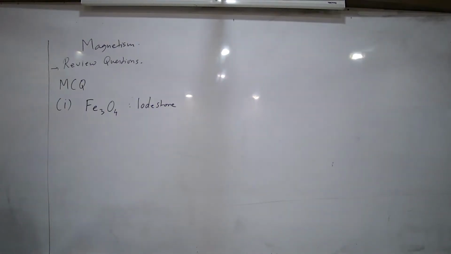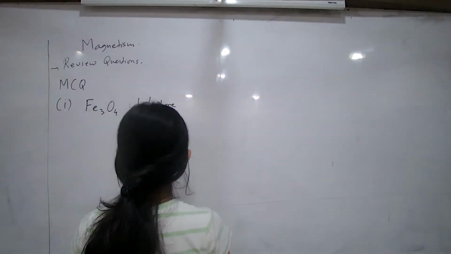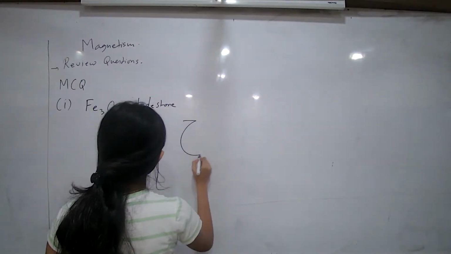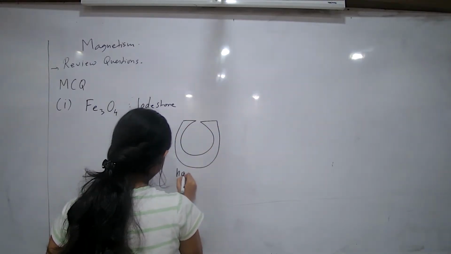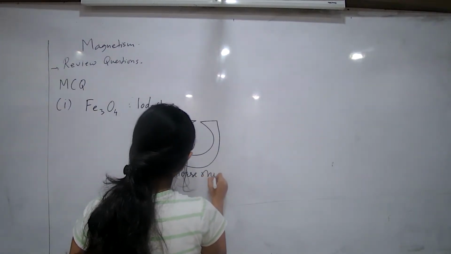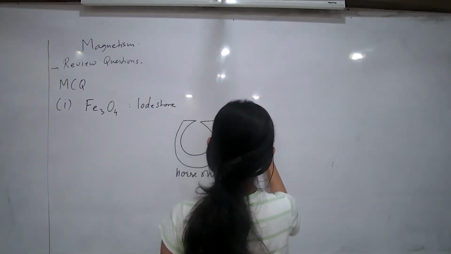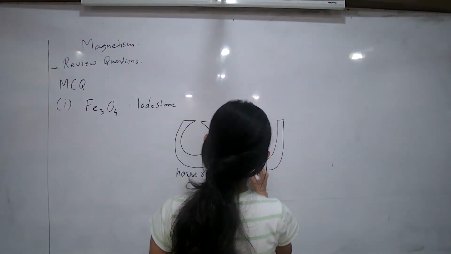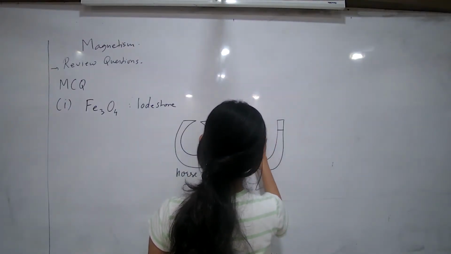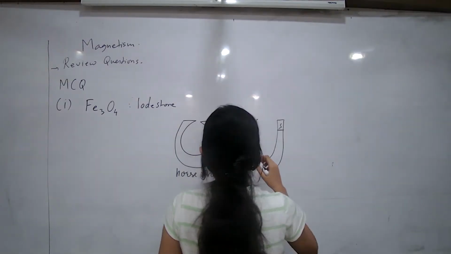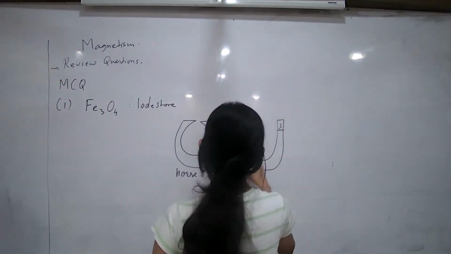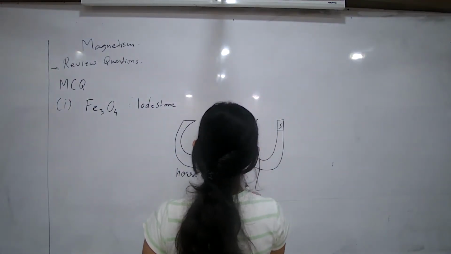Yes, you are done. Show by diagram 3 usual shapes of artificial magnet. This is horseshoe. This is also horseshoe. No, this is a U-shaped magnet. U-shaped magnet and horseshoe is the same, so I will consider both as the same.